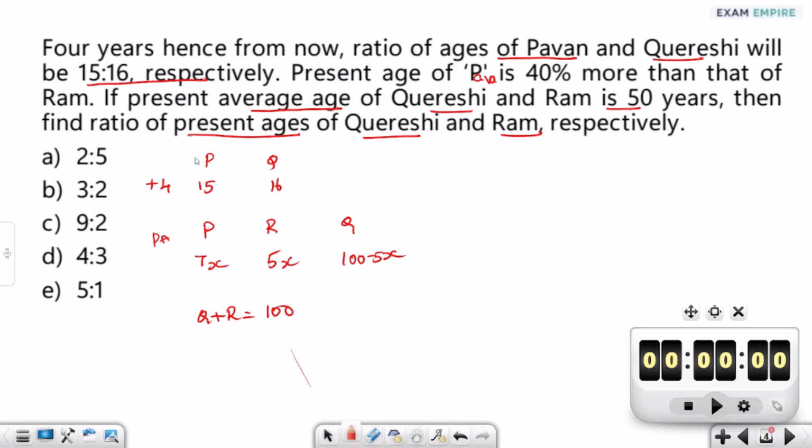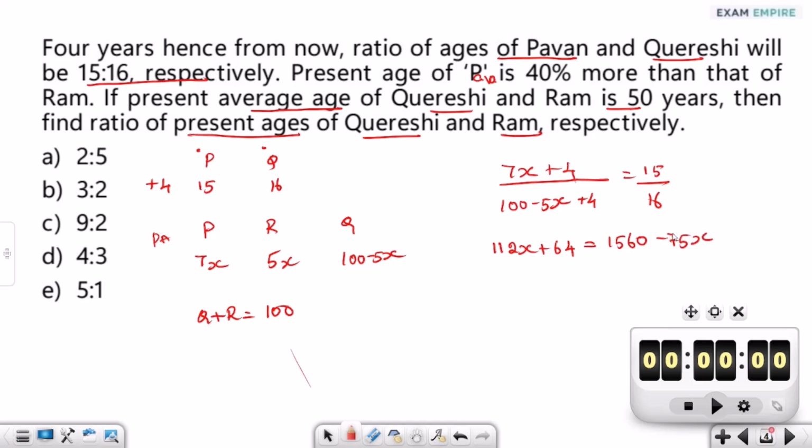So we already know after 4 years, Pavan and Qureshi's ratio will be 15 to 16. So present is like 7x by 100 minus 5x. This is present. So after 4 years, the ratio will be 15 by 16. Now if we cross multiply, 16 into 7 is 112x plus 64 is equal to 100 plus 4, 104, 104 into 15, 1560 minus 75x. So 112x, if I bring this minus 75 plus 75, so what will we be getting?